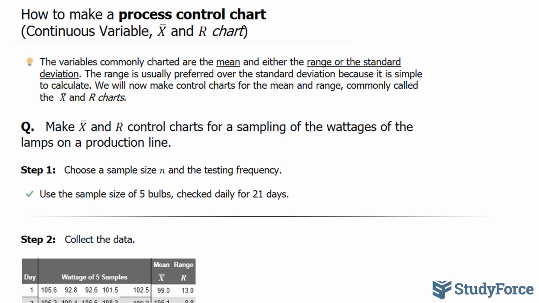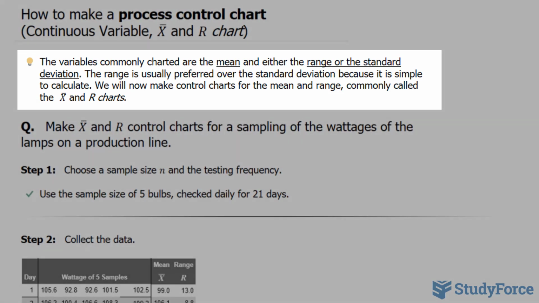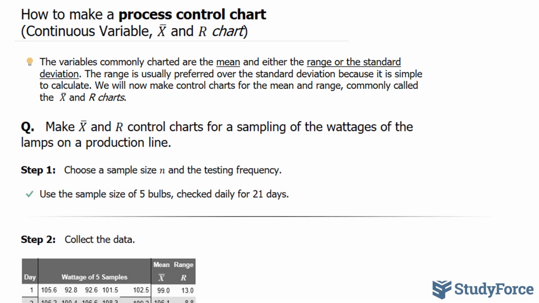In this video, I'll show you how to make a process control chart for a continuous variable. In process control charts involving continuous variables, the mean and either the range or the standard deviation are commonly charted. The range is usually preferred over the standard deviation because it's simple to calculate. We will now make a process control chart for the mean and range, commonly called X bar and R charts.